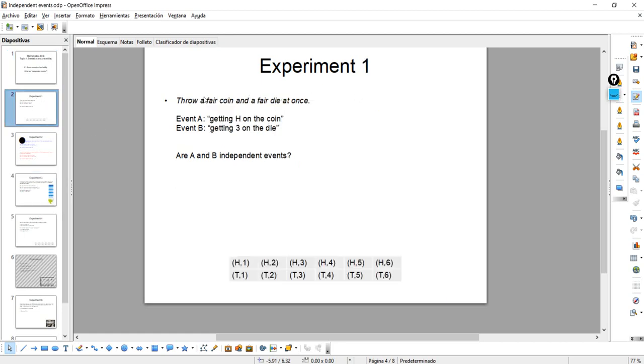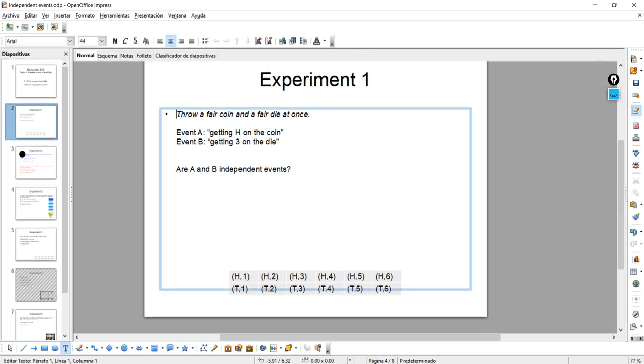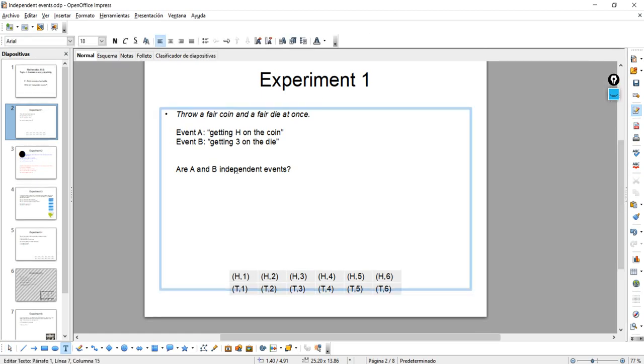So let's start, guys. Let's analyze this experiment number 1, which is throwing a fair coin and a fair die at once. And let's define the events A and B. The event A is getting heads on the coin, and the event B is getting the number 3 on the die. And they're asking us whether A and B are independent events.